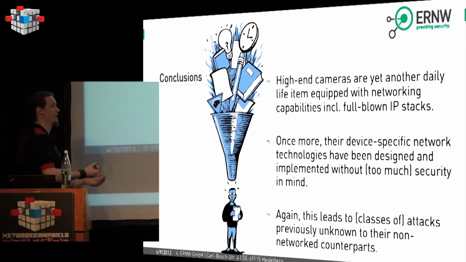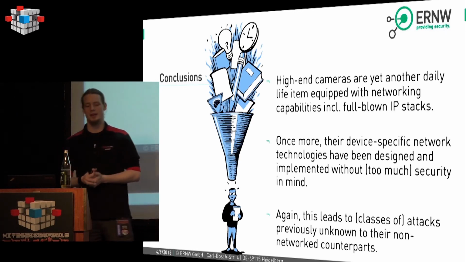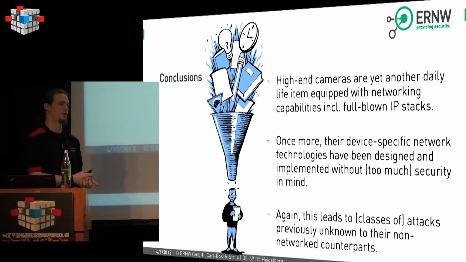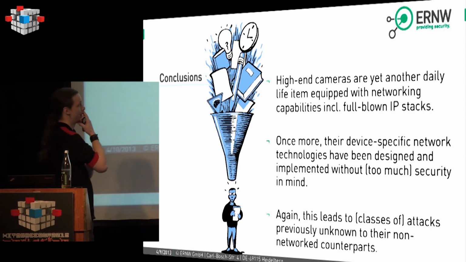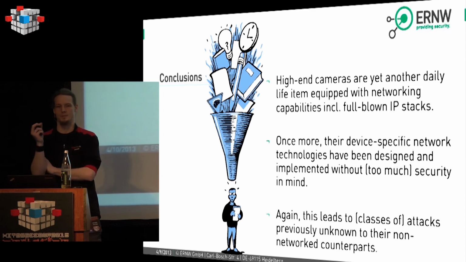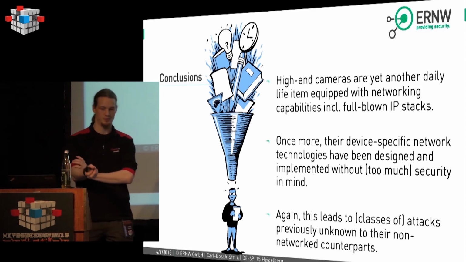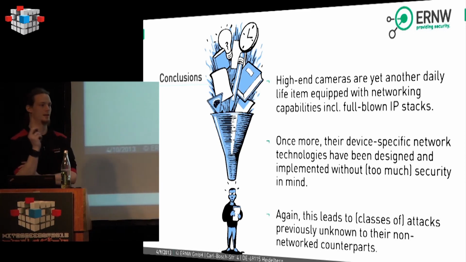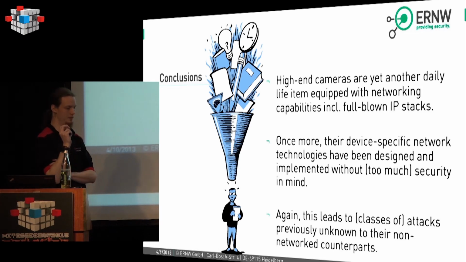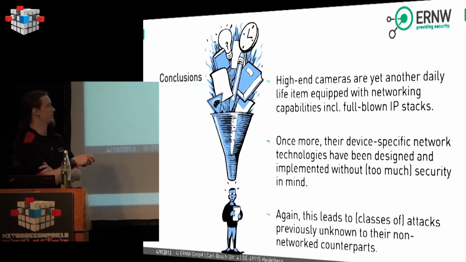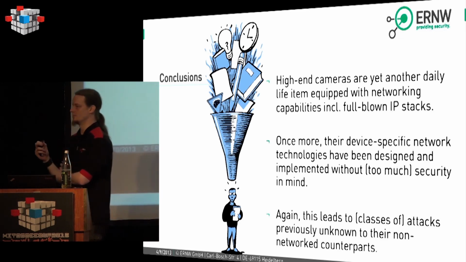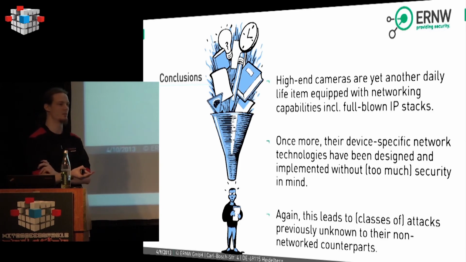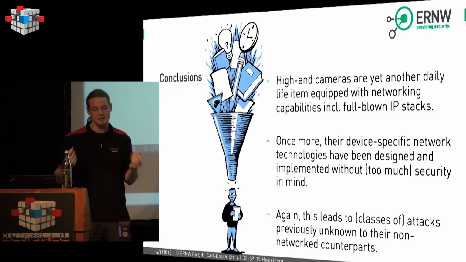Okay, the conclusions. As those cameras get bigger and more expensive, they also get more and more networking capabilities, including some full-blown IP stacks. Hopefully we'll see an IPv6 stack in the future as well. Once more, this brings some attack possibilities to the devices that you have not thought of before. Who would have thought of doing a TCP reset attack against a DSLR? I don't think there are a lot of you out there. It also shows that these devices are implemented without security in mind at all, or without too much security in mind. They at least try to implement authentication in two or four communication modes. They failed, but anyway, they at least tried to.